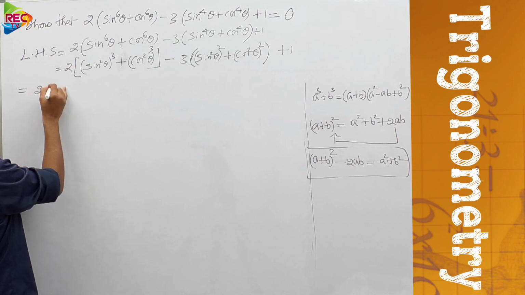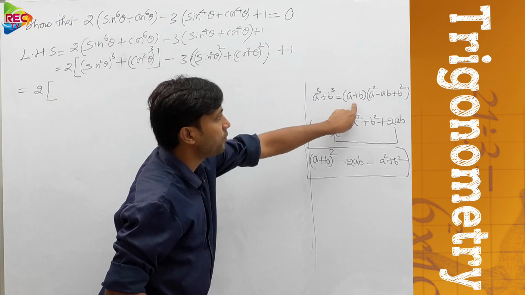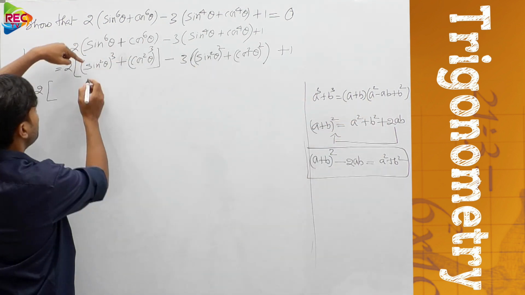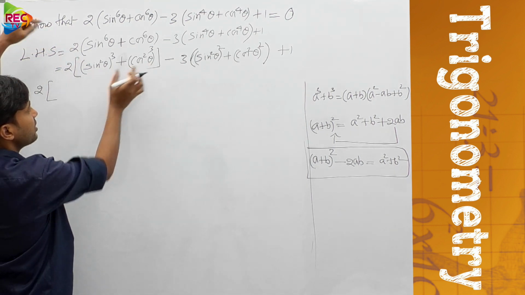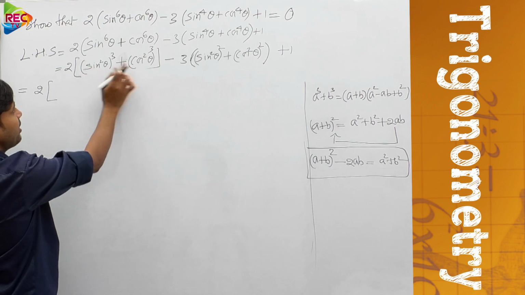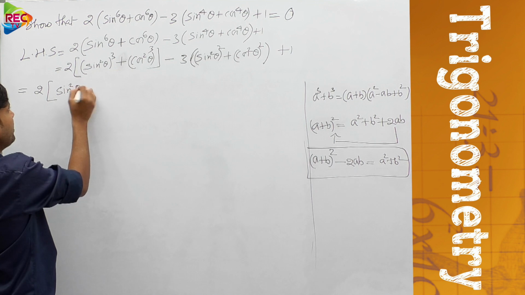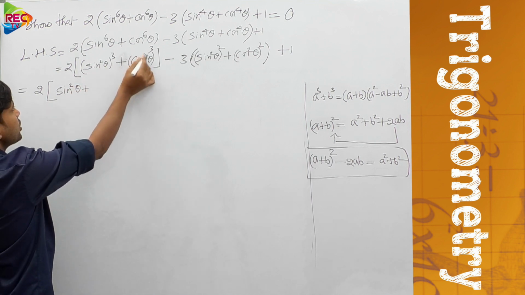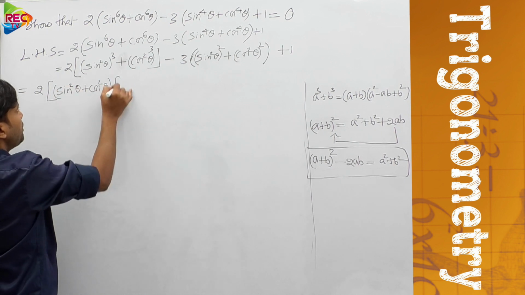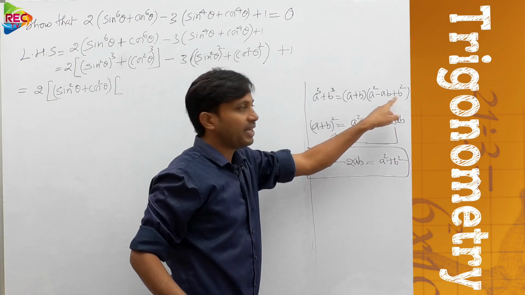Now 2 into A cube plus B cube can be split into A plus B into A square minus AB plus B square. Here A is sin square theta and B is cos square theta. How can you split it? A plus B means sin square theta plus cos square theta, into A square minus AB plus B square.